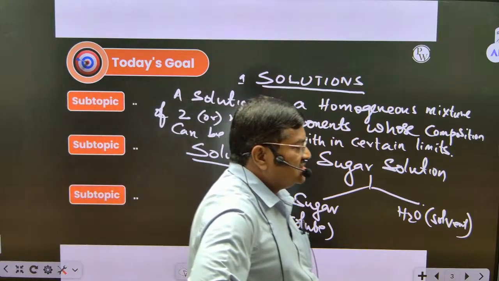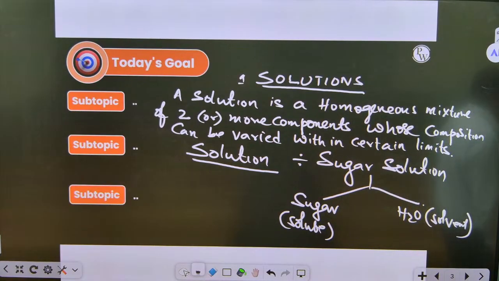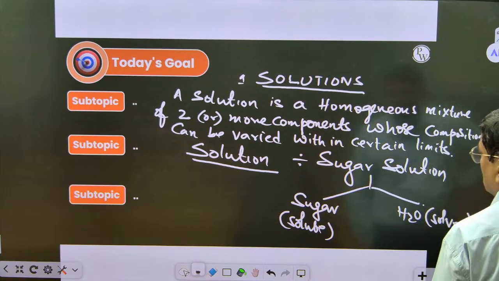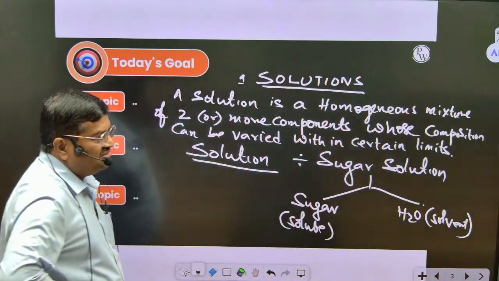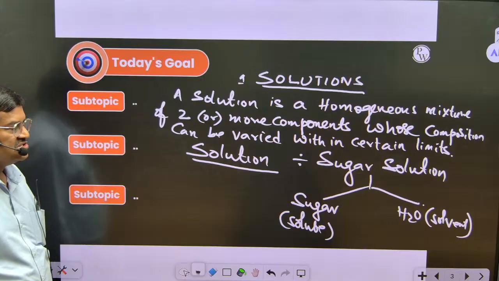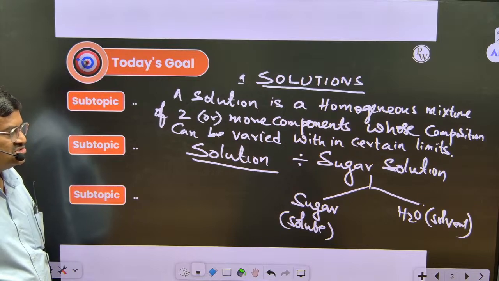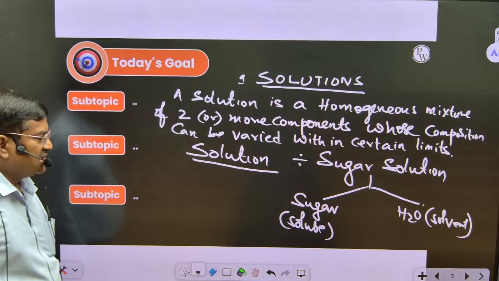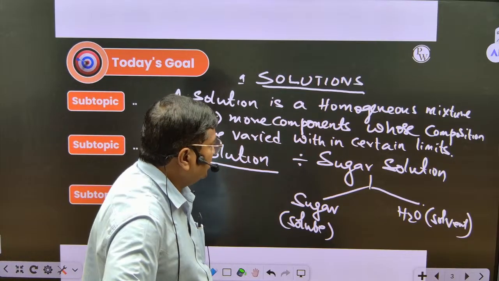So what is solution? A solution is a homogeneous mixture. It may have either two components or more than two components, and its composition can be varied. We can vary the composition of a solution within certain limits. And a right example, sugar solution. In sugar solution, who is the solute, who is the solvent? Sugar is the solute and water is the solvent. Clear?